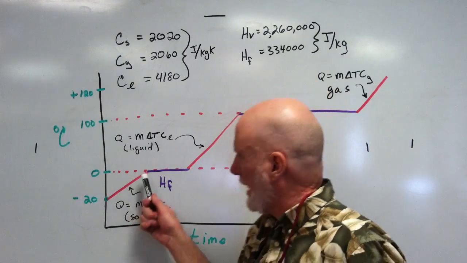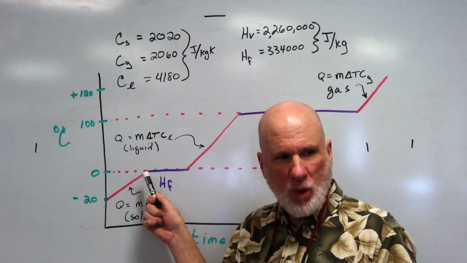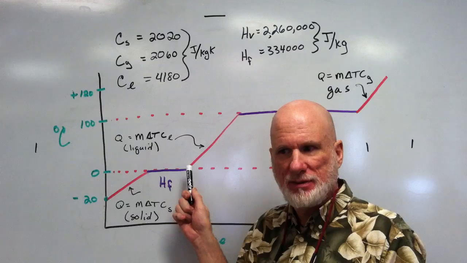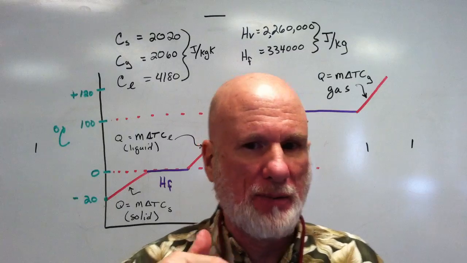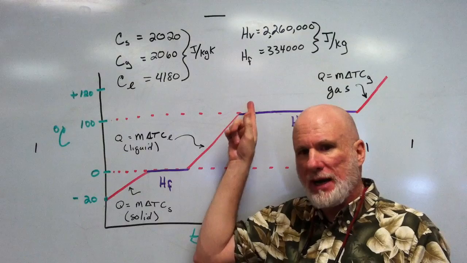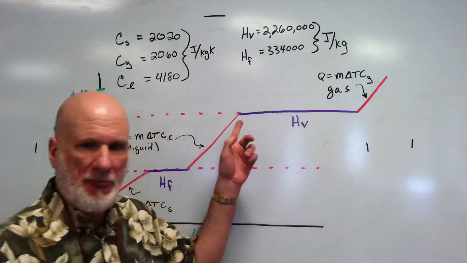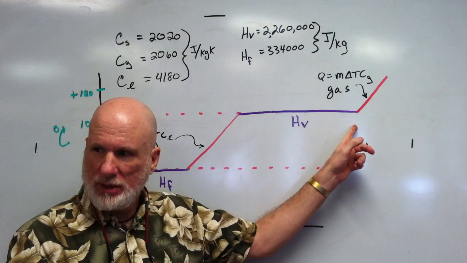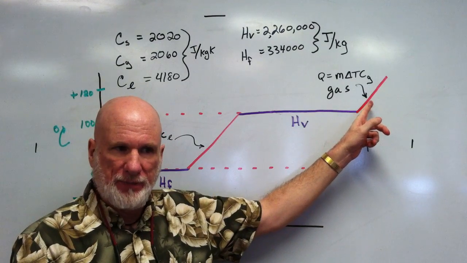Then it goes through a phase change. It turns from solid water at 0 degrees Celsius to liquid water at 0 degrees Celsius. Now, then, it changes from liquid water at 0 degrees Celsius to liquid water at 100 degrees Celsius. Clear? Then it turns from liquid water at 100 degrees Celsius to gaseous water at 100 degrees Celsius. Then it turns to steam.